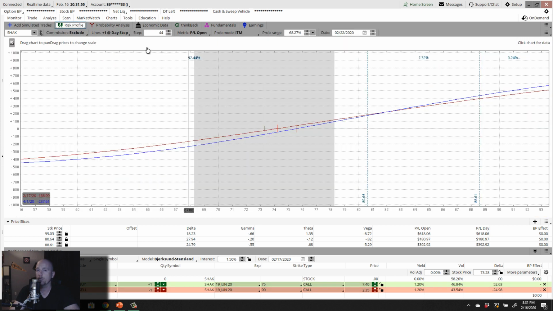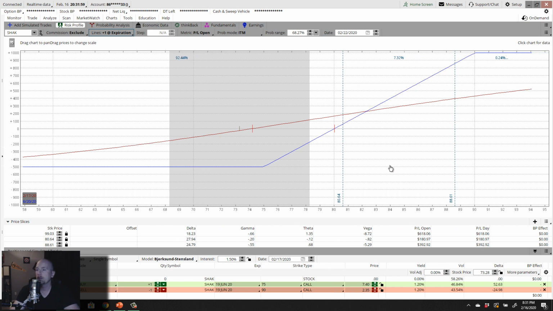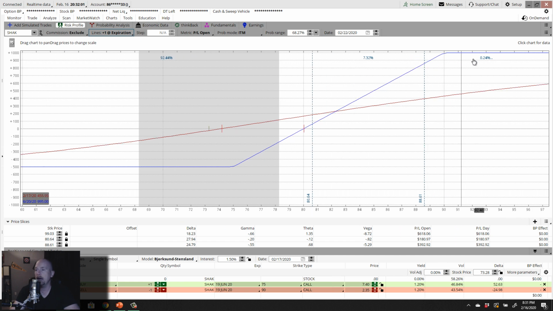Now the vertical spread risk graph, let's look at it on expiration, looks like this. We have a maximum profit at 90. At the $90 strike is where we hit our maximum profit. We also have a maximum loss. But because we've gone long and we've gone short, our Vega has been significantly neutralized.